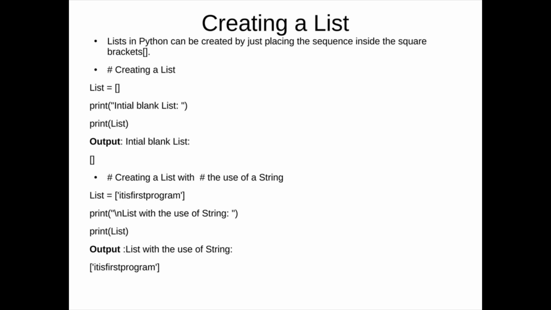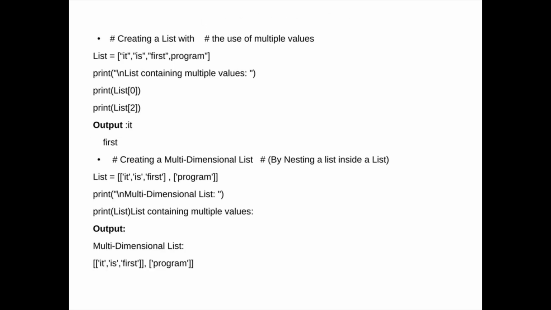Here the list equals, the first program. There are multiple values we have to assign in the square brackets. Now I want to access the list one by one. Here print of slash n list containing multiple values. So print of list of 0, then print of list of 2. So the output should be displayed in the first place. Then one by one, multiple values we can assign in the list.